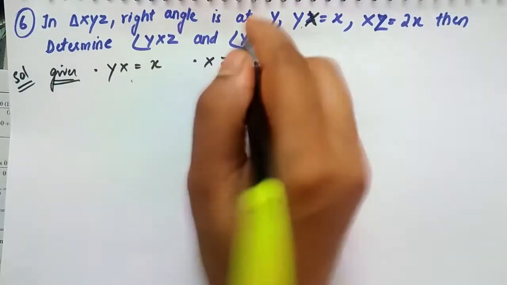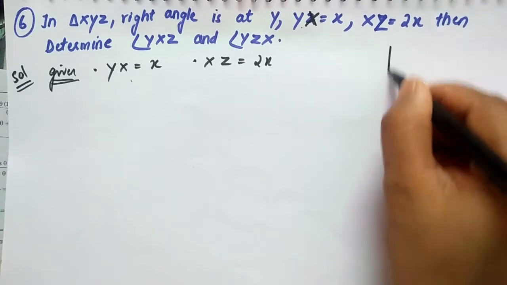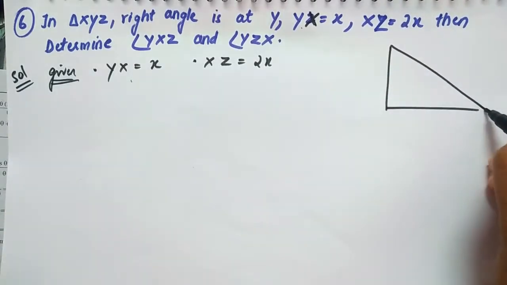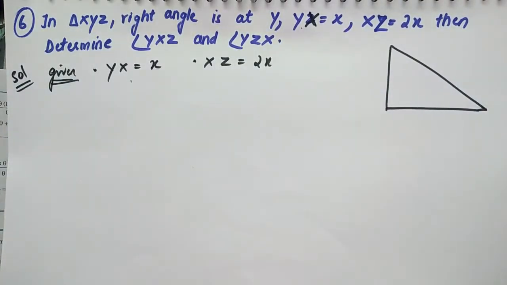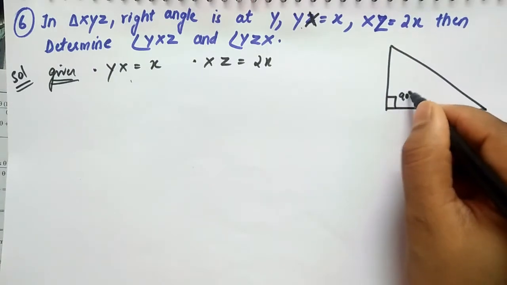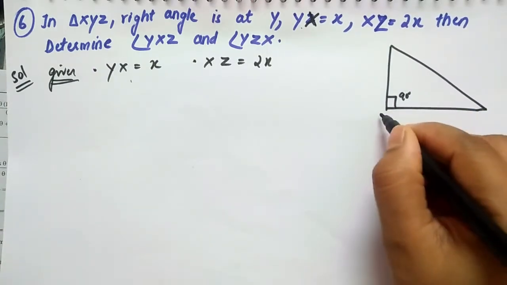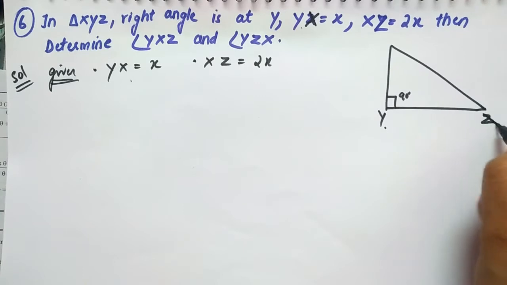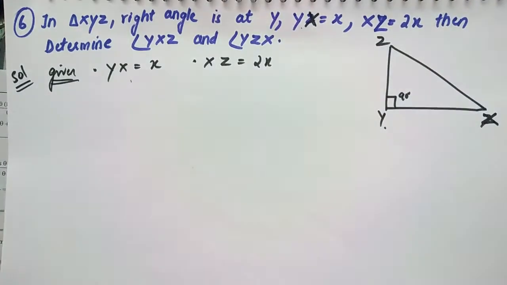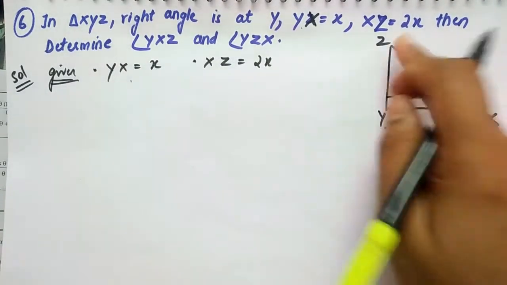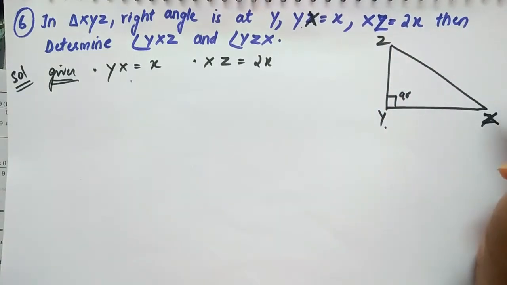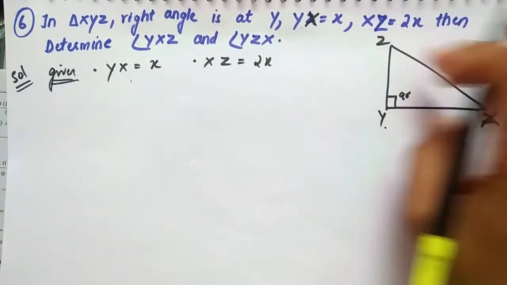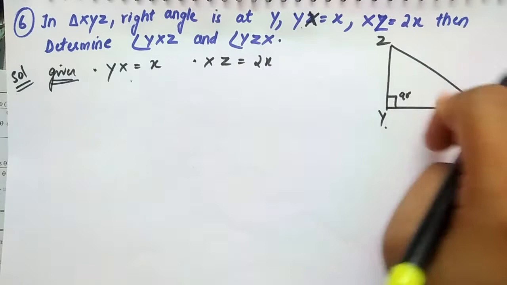Now since it's a right angle triangle, we are just drawing the right angle triangle. This is the routine for every problem, right? The right angle is at y, so x, y and z. You can take either way, z, x, y or x, y, z. Now, seeing this figure, we need to put up the given values.